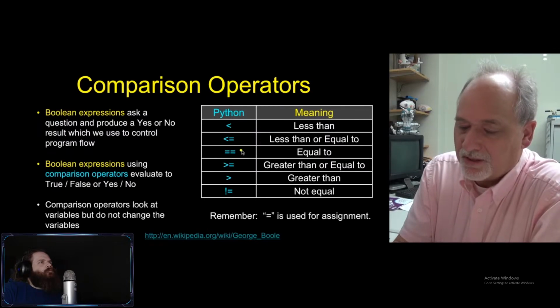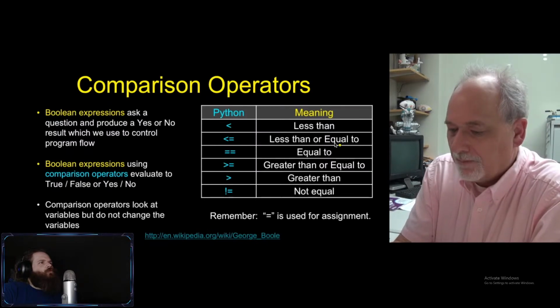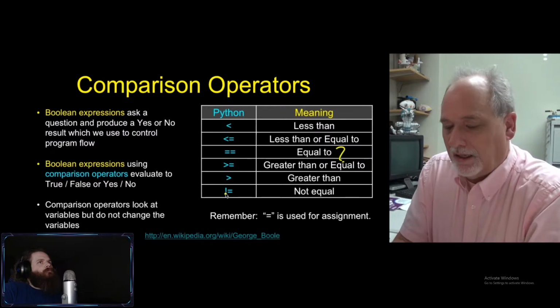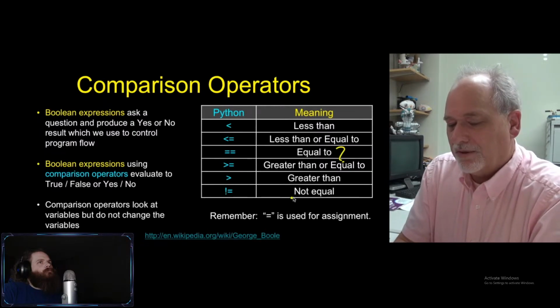So this is the question. Double equals is asking the question, is equal to. Greater than or equal, greater than, and not equal. The exclamation point is sort of like not equal. So that's how we do not equal.